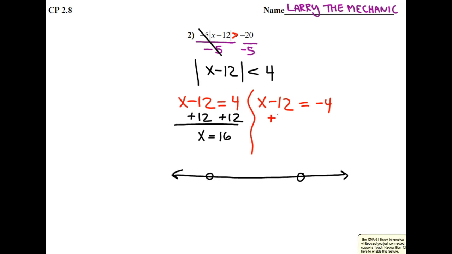So plus 12 on both sides. Negative 4 plus 12 is going to be 8. So we got positive 8. Now what I did is I found my boundaries there. I found the points where they're equal.